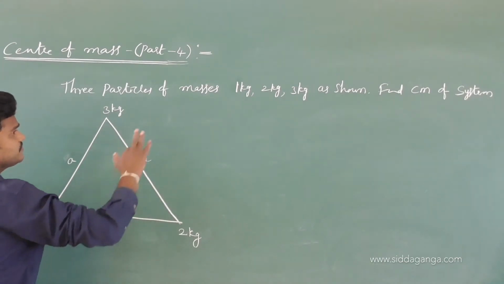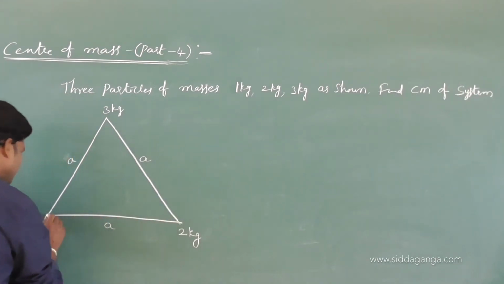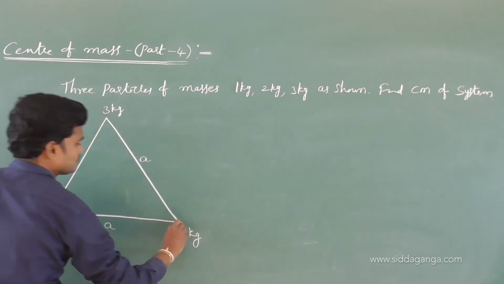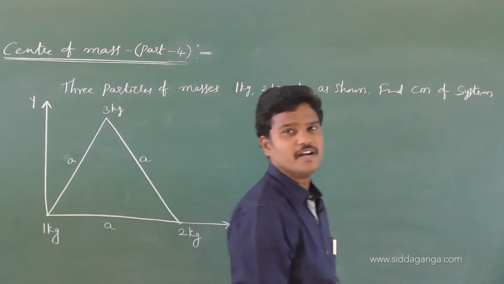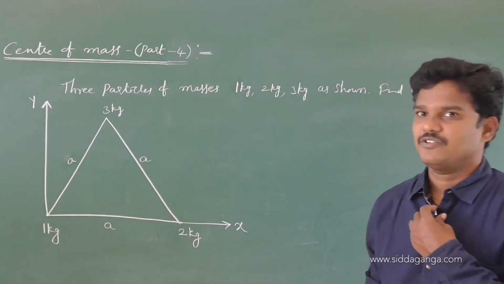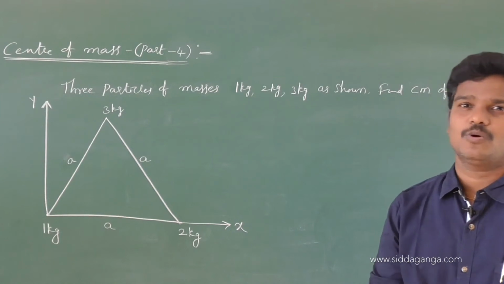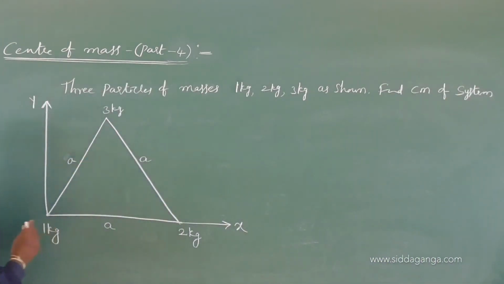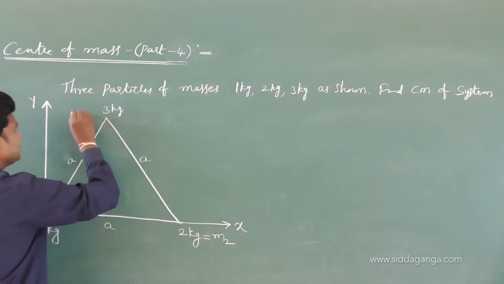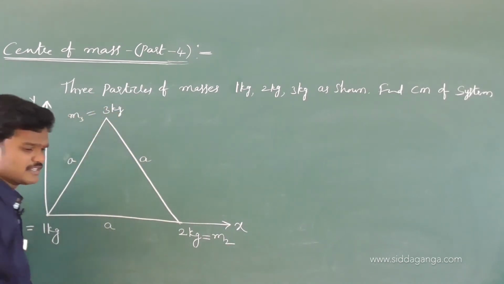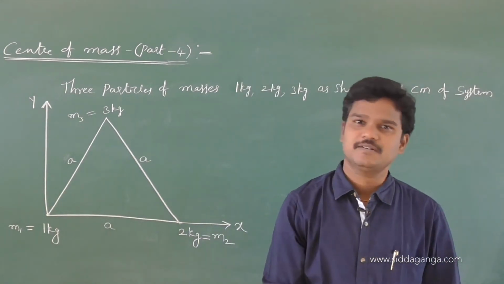Now we need to find the center of mass of this system. Here they gave this as the origin, this is the x axis, this is the y axis. Now we need to find xcm and ycm, two coordinates, because it is an xy plane. Here let us take m1 as 1 kg, m2 as 2 kg, this is m3. Identify the 3 particles and identify the coordinates of the 3 particles. Once you know the coordinates, we can get xcm and ycm directly.